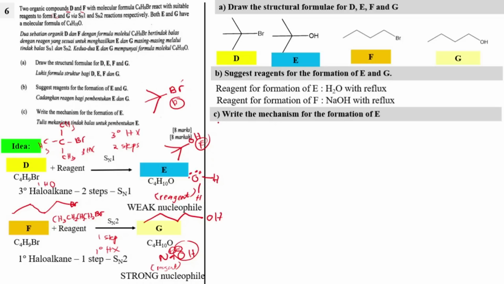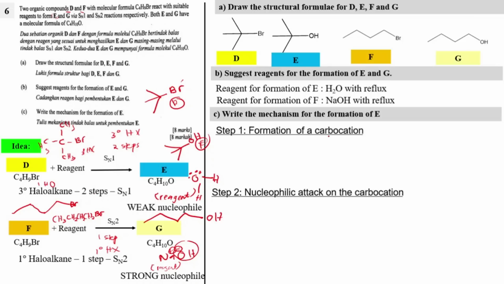Now for question number C, we need to write the mechanism for the formation of E. You know that the formation of E involves two steps. Step number 1 is the formation of the carbocation, and step number 2 is the nucleophilic attack on the carbocation. We will start off by drawing our D here, which is our tertiary haloalkane. This tertiary haloalkane will be broken down like this in order to form a tertiary carbocation, which is a slow process.